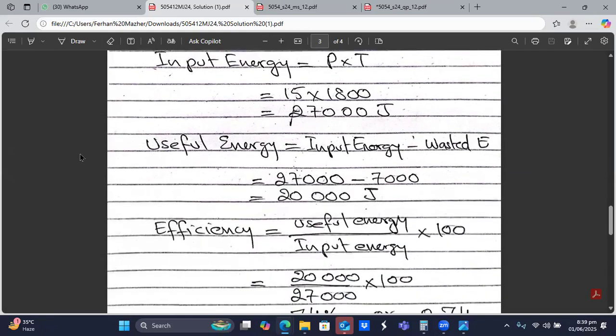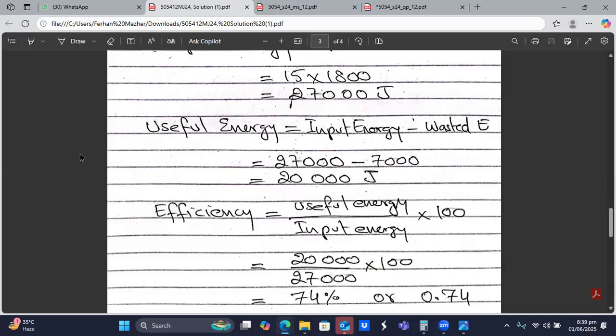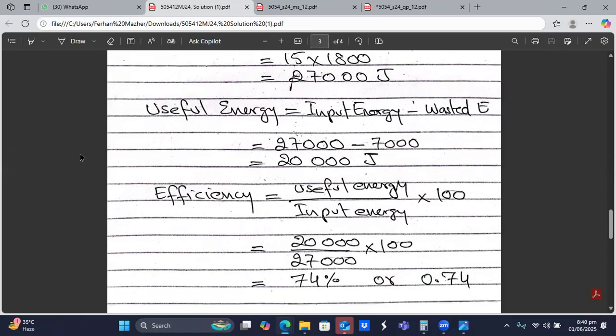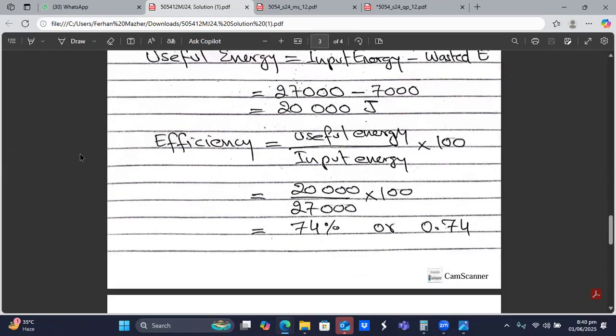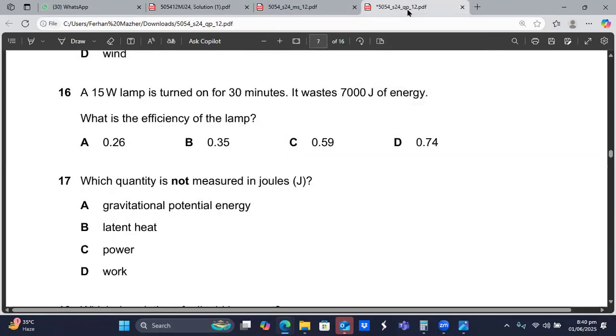Useful output energy will be equal to the input energy minus the wasted energy. The input energy is 27,000 joules. From there, subtract the 7,000 joules. So you will have 20,000 joules of useful output energy. Efficiency is equal to the useful output energy divided by the input energy, multiplied by 100. You don't need to write the 100 here. So 20,000, which is the useful output energy, divided by 27,000, which is the input energy, and your answer will be 0.74. So the efficiency is 0.74.